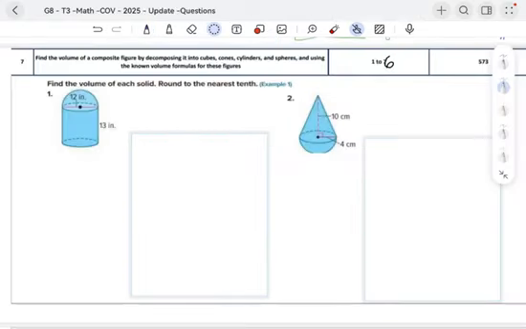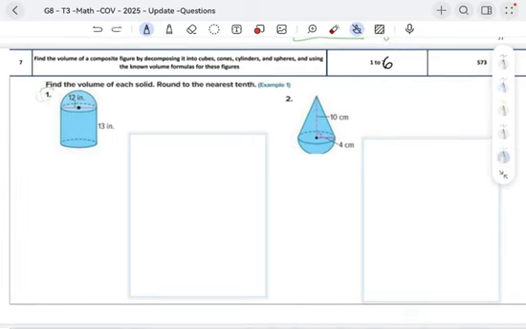Now for this part, we're going to find the volume for a composed figure. To do that, we're going to decompose it into 2 or more shapes. For question number 1, we have 2 shapes. We have a hemisphere and we have a cylinder. If we decompose it, it will look like this. We have a cylinder, and we have a hemisphere on the top.